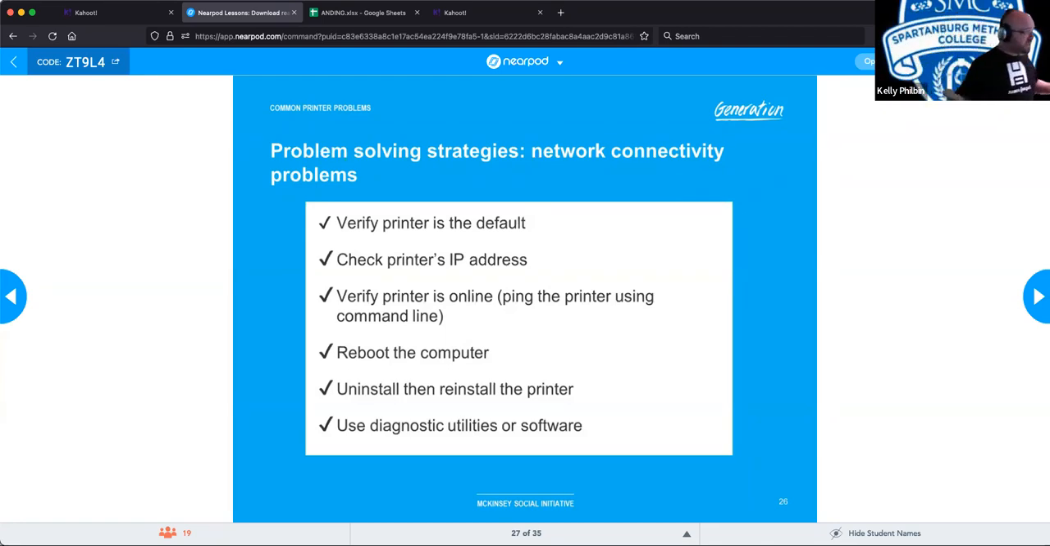Verify the printer itself is online. Once you have that IP address, you can run a ping to that IP address through the command line and see if you can communicate with it. Next, reboot the computer. Uninstall then reinstall the printer. Or lastly, use some of the diagnostic utilities software that comes with it. So just some basic strategies that you can use whenever you get the "my printer doesn't work" phone call.